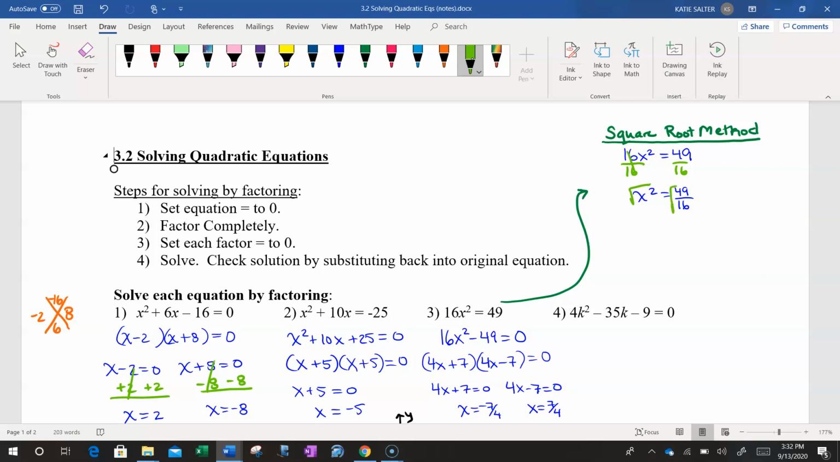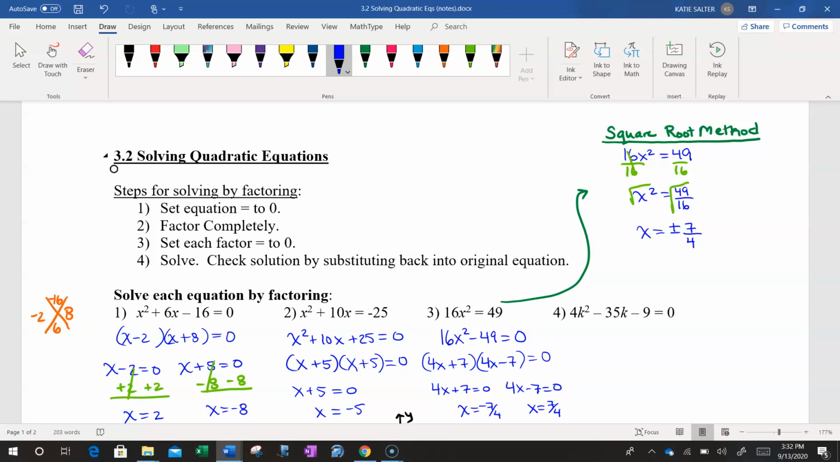The only thing about using this method is you've got to remember your plus or minus anytime you use that square root property. So we have to put plus or minus, and then the square root of 49 is 7, the square root of 16 is 4, and you can see we get the same answers. If you lose the plus or minus, you've lost half of your problem.